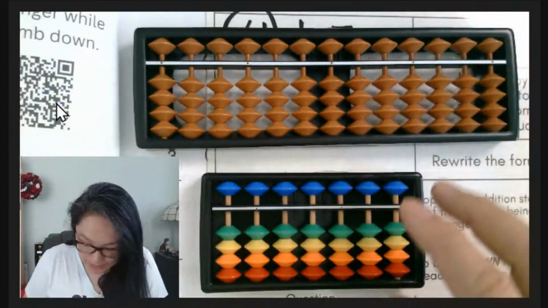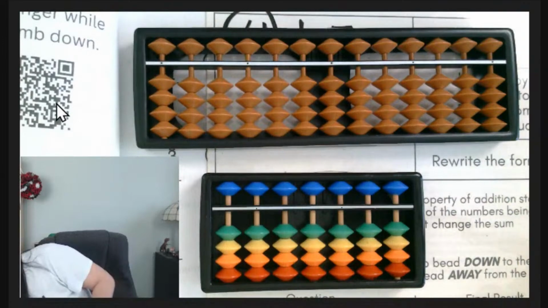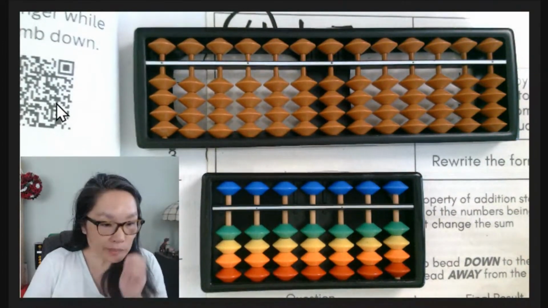The bigger one is scary. It's not scary. It's just more numbers. That's all it is. It's more numbers.